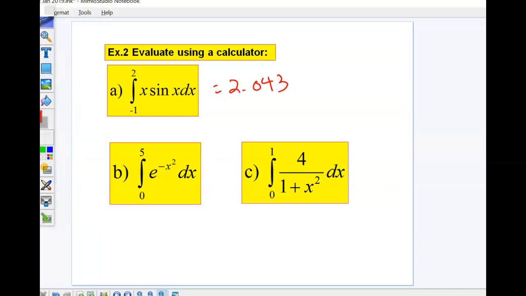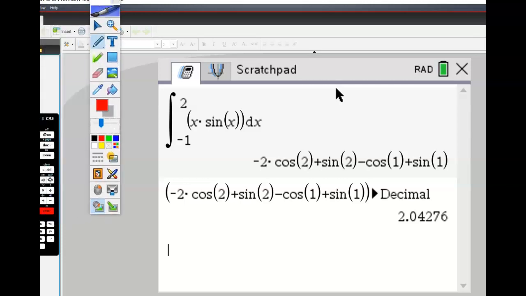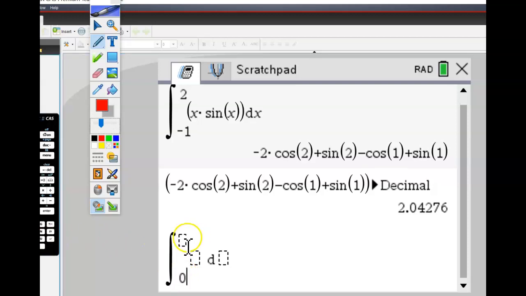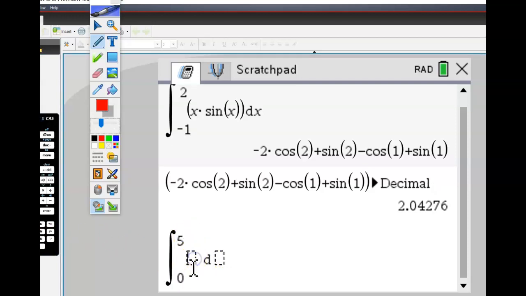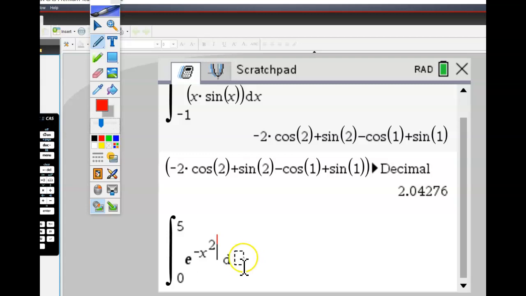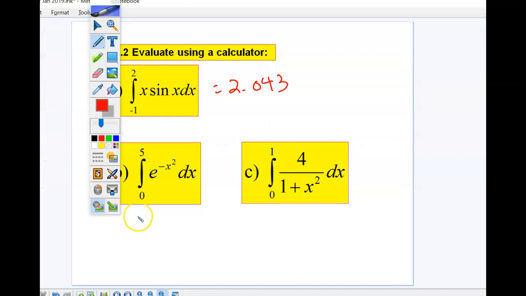So this equals 2.043. Okay, so for the second one, we want to do the integral from 0 to 5 of e to the negative x squared. So same process, I hit the integral key, so I'm going from 0 to 5 of the function e raised to the negative x squared, and I'm integrating with respect to x, whoops, not y, but x, and then I hit enter, and that one gives me a decimal answer right away of 0.886.